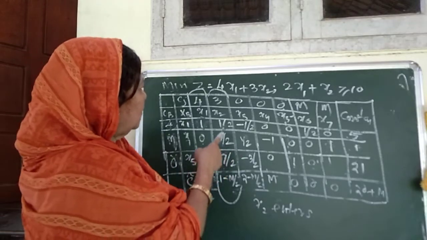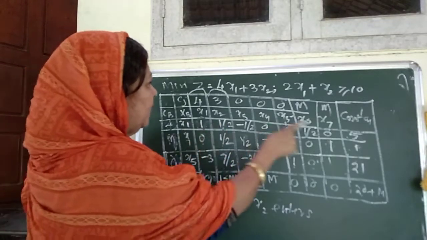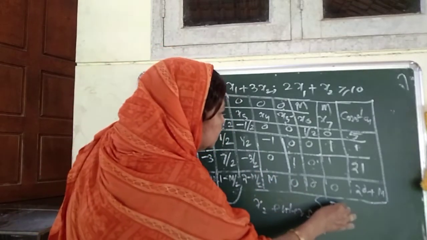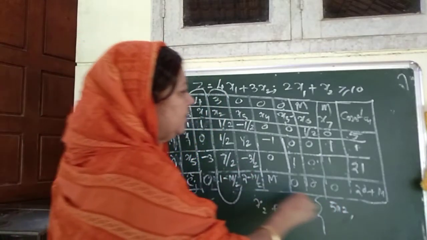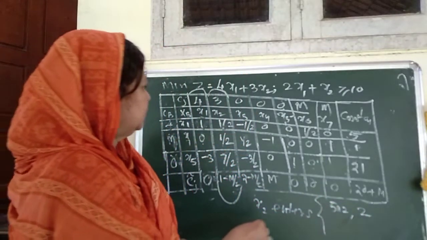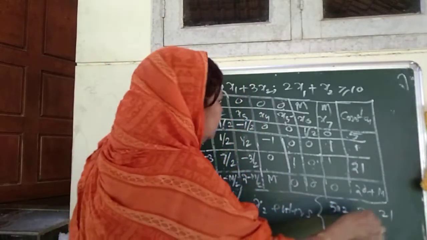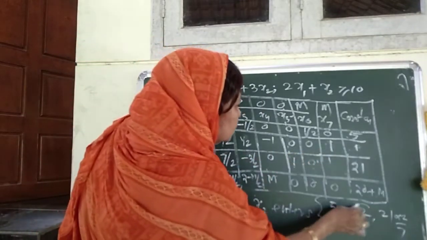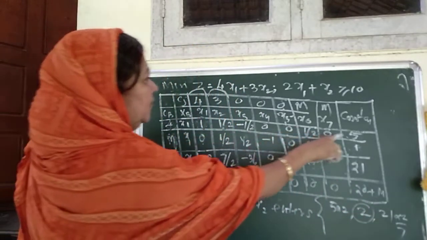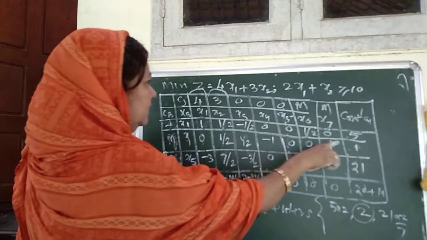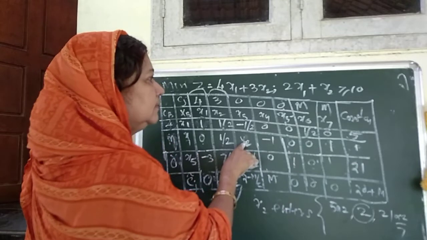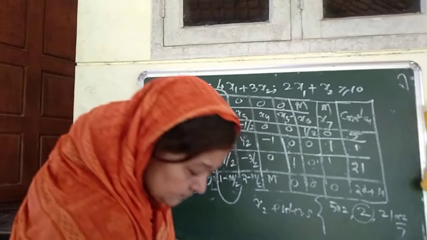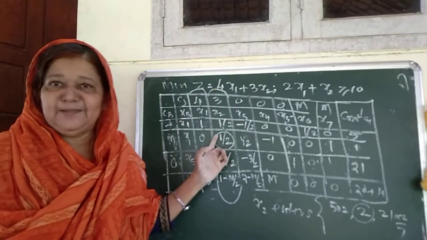That is the minimum of 5 by 1 by 2, that is 5 into 2, and also 1 by 1 by 2, that is 2, and 21 into 2 by 7. So the minimum value is corresponding to this value 2. So this 1 by 2 is the pivot element.